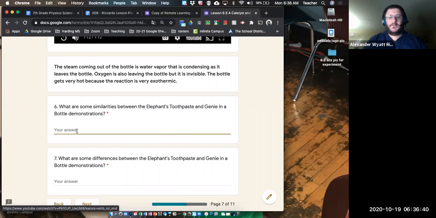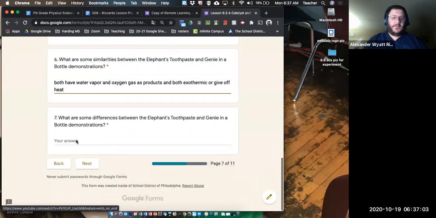They both have water vapor and oxygen gas as products, and both are exothermic, or give off a lot of heat. What are the differences?